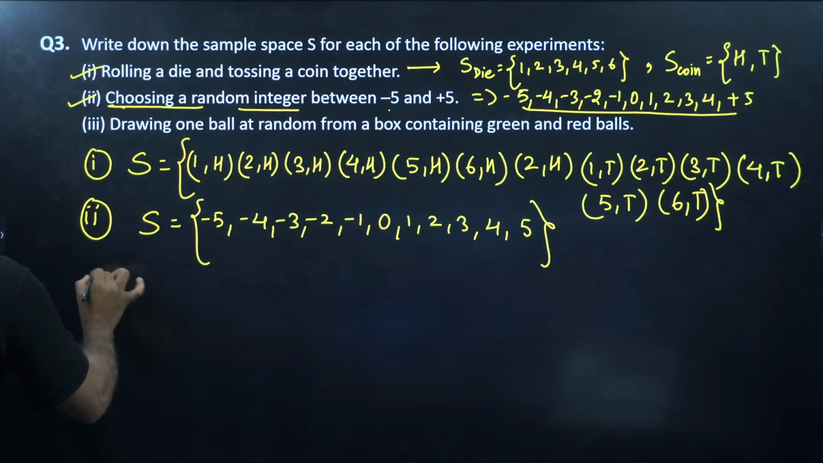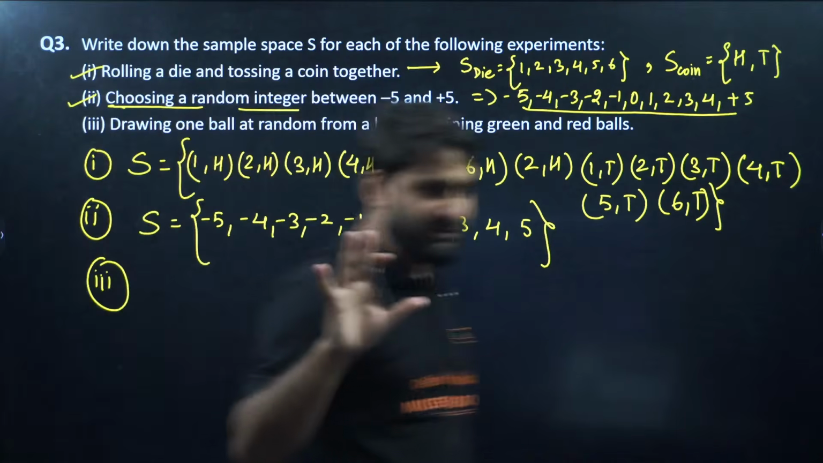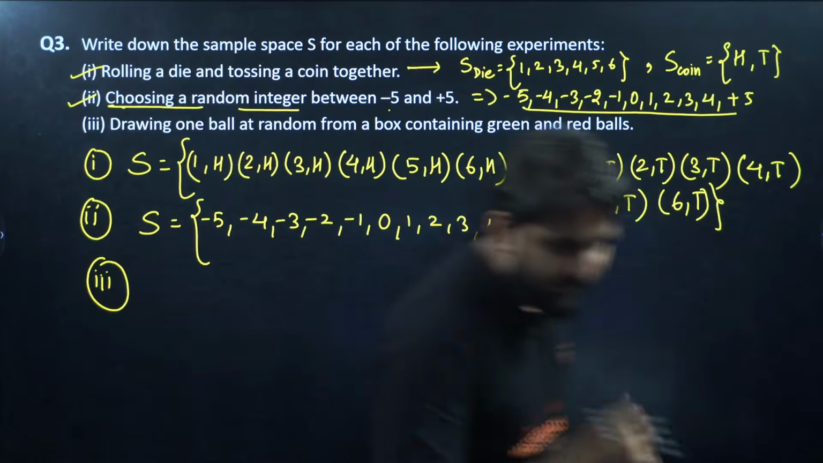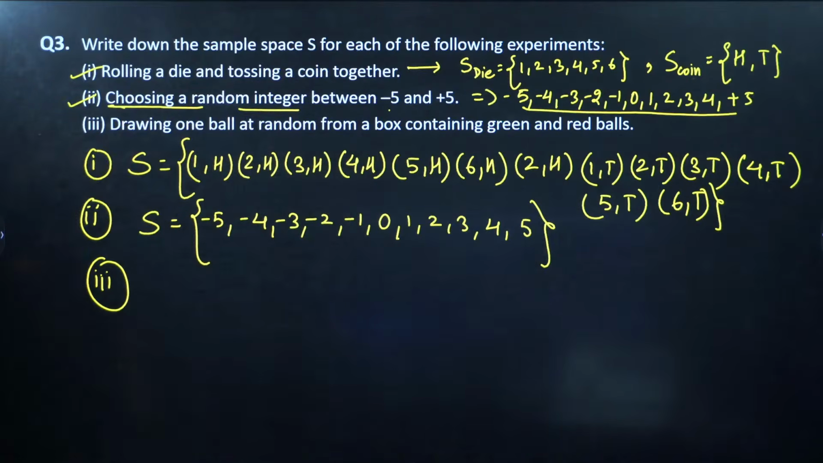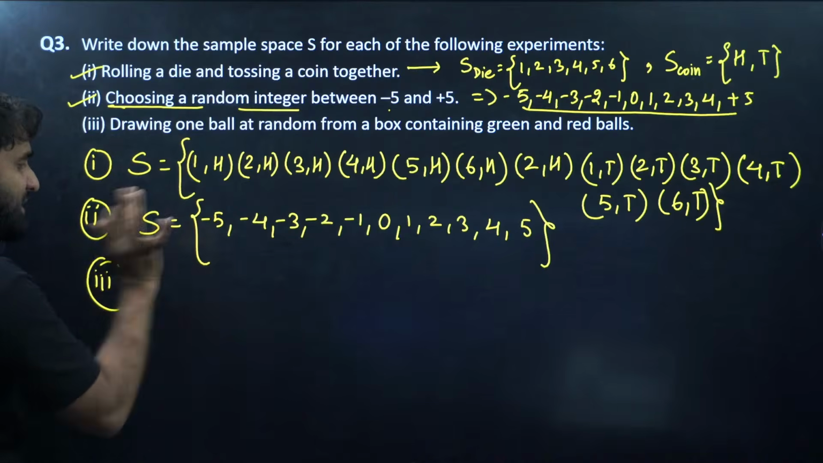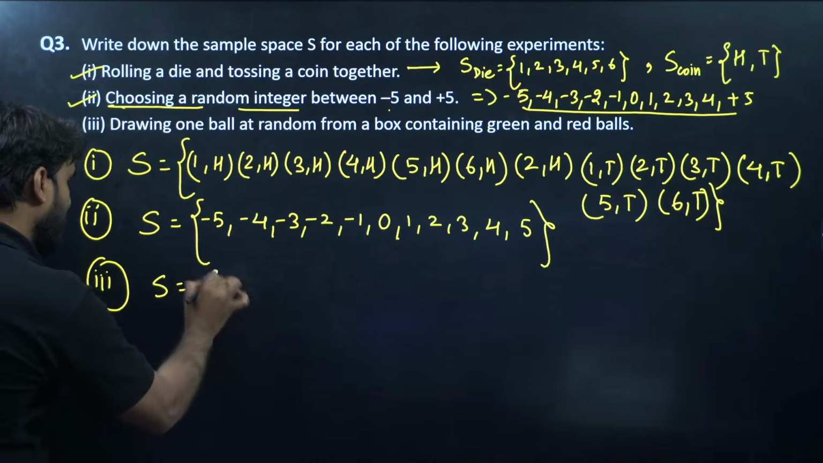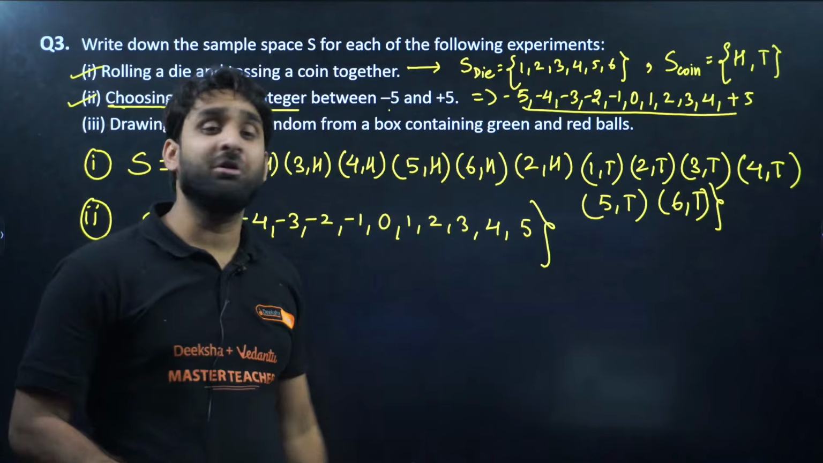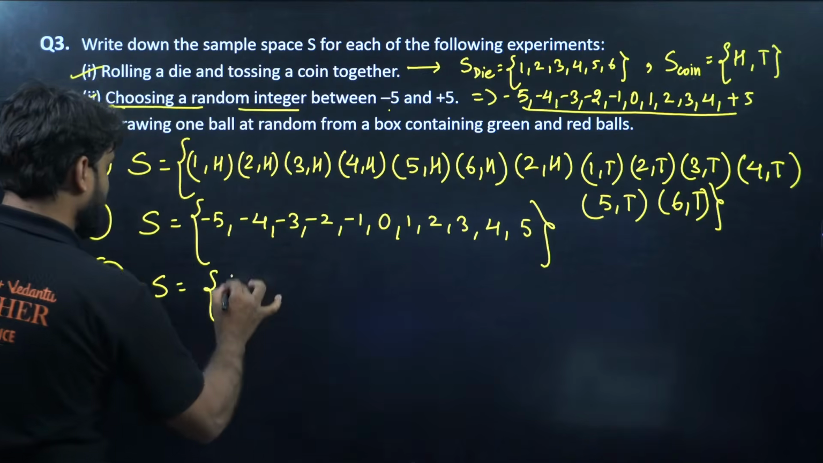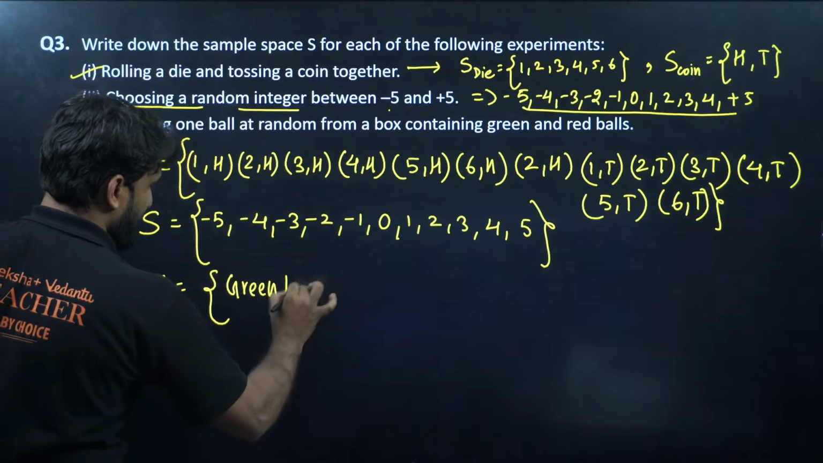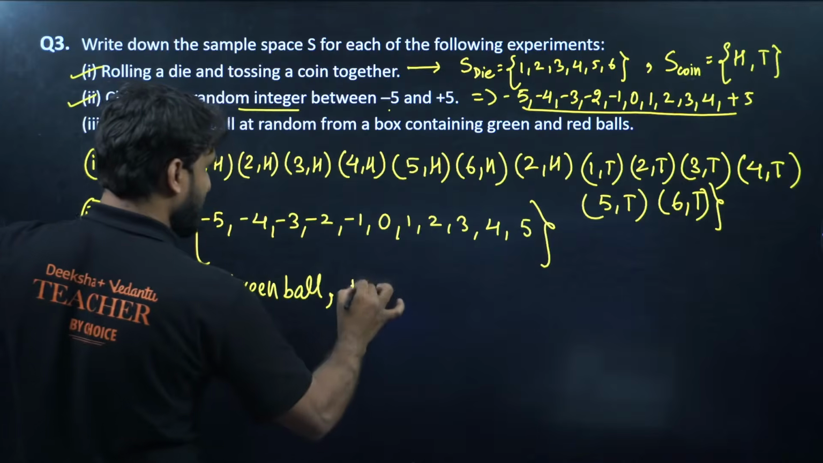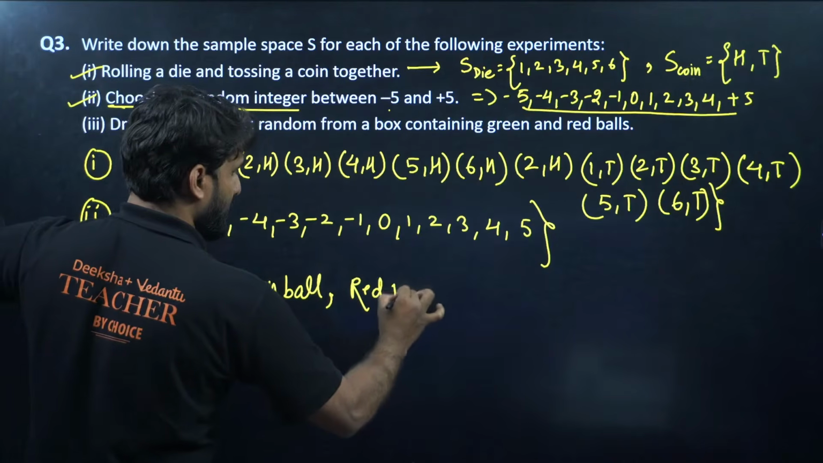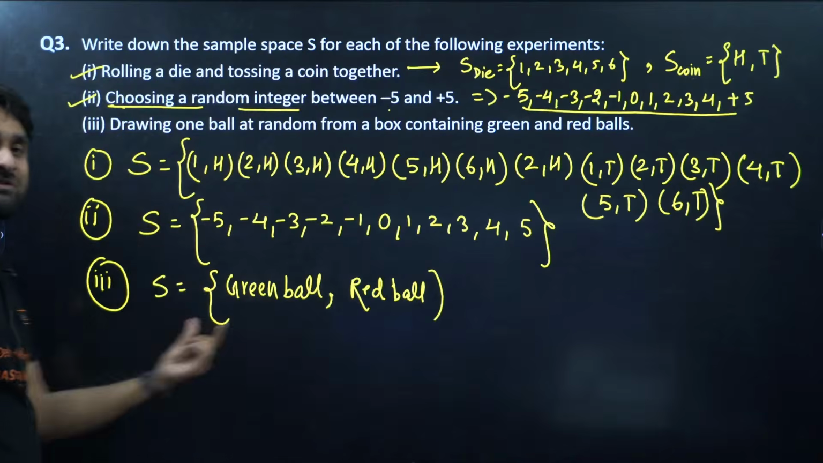Okay, moving to question number 3. I hope everything is clear to you all. Look at the third question: drawing one ball at random from a box containing green and red balls. Champion, listen. Here we have a box containing green and red balls. How many balls are there? 2 balls. So what will be the sample space? Green ball and the other one is red ball. So this will be the sample space, green ball and red ball.